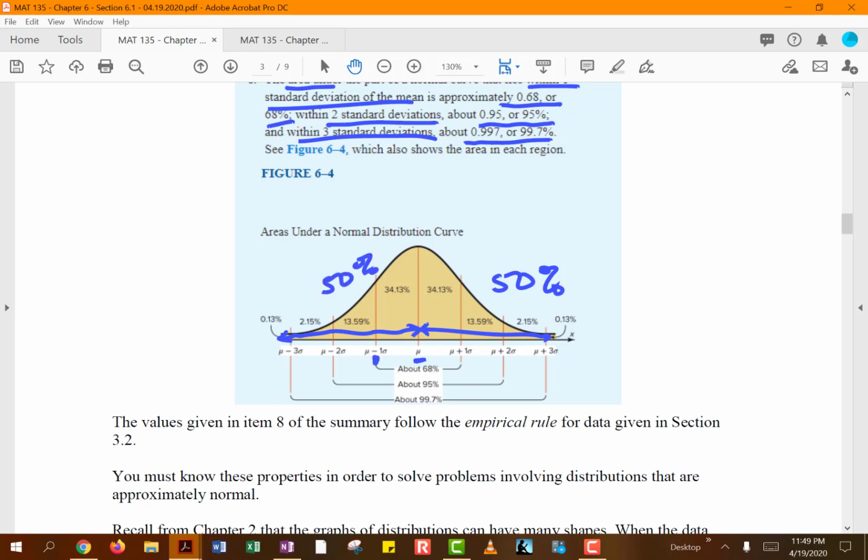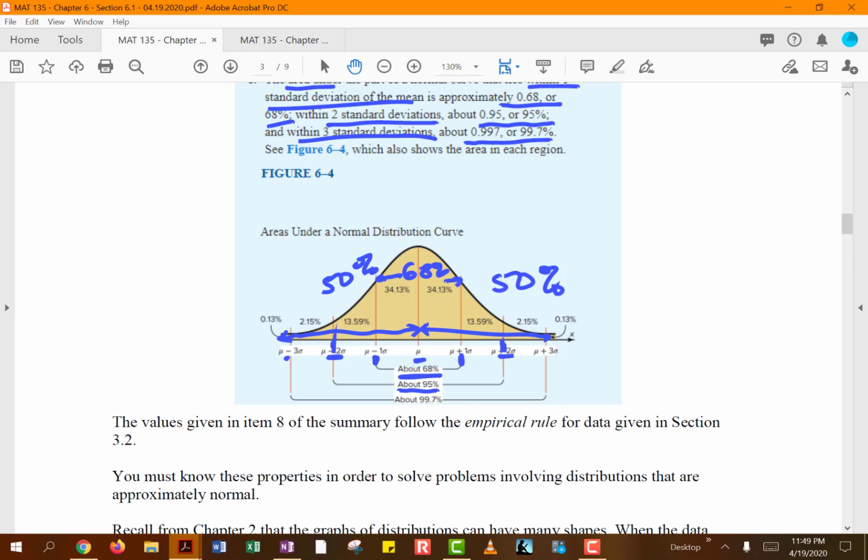Now within one standard deviation, we have 68%, so that's the about 68% within one standard deviation. Within two standard deviations, we are looking at 95%, so that's going to be all the way from here to here. This will make up 95% of the data values.